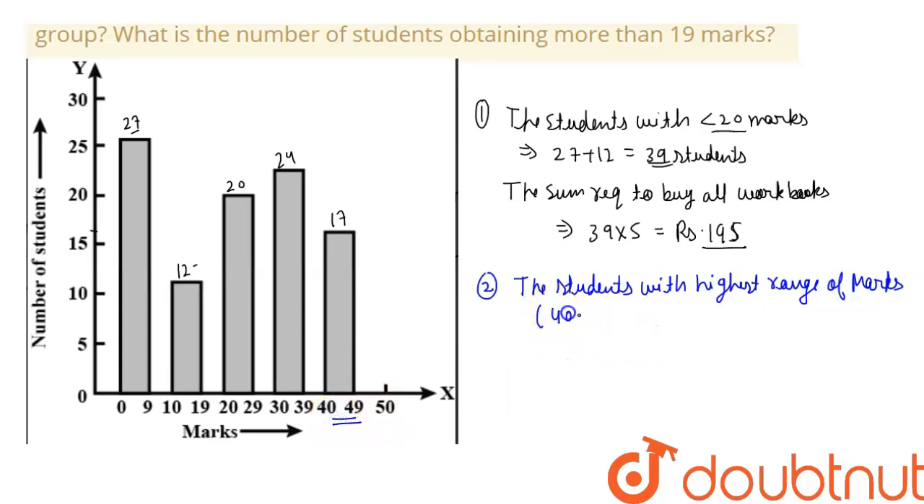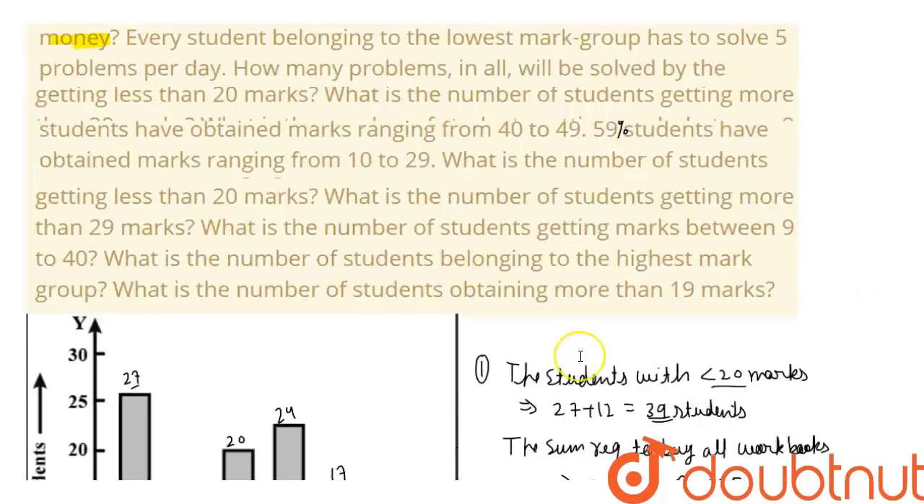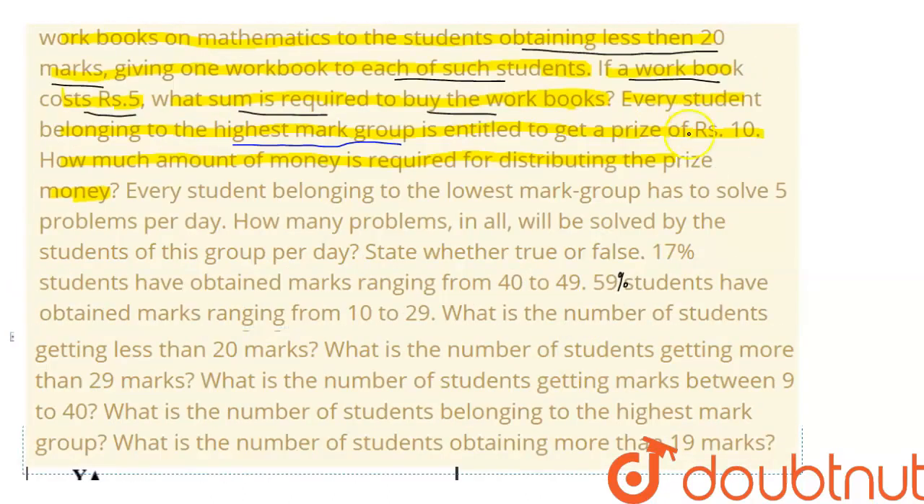So here the students lying in this range would be, here we have the 17. So there are total 17 such students from this bar graph. Now the school authority has decided to give 10 rupees to every student who has got the marks in this range. So they are talking about the total money required by the school authority to pay them.